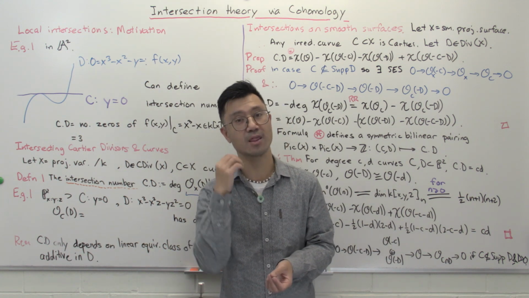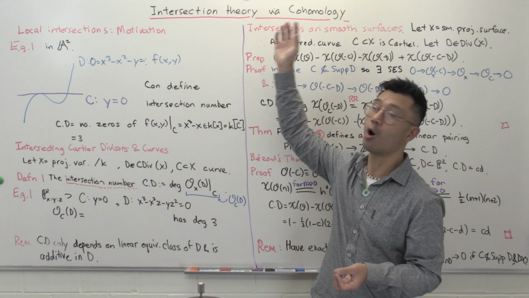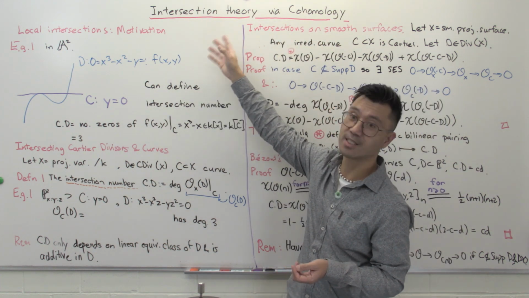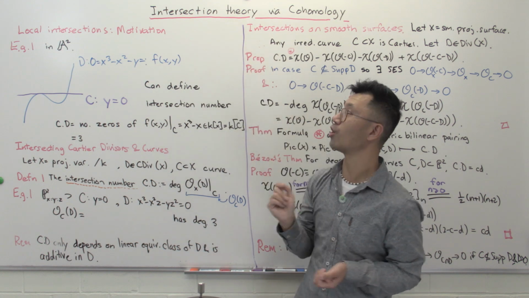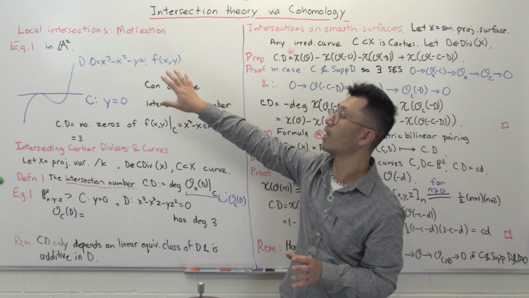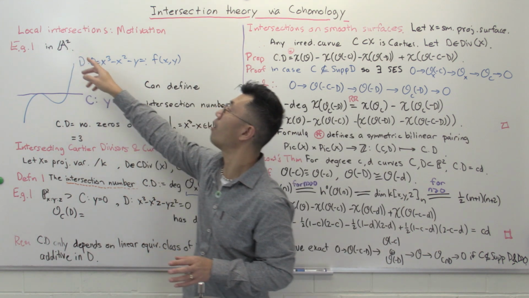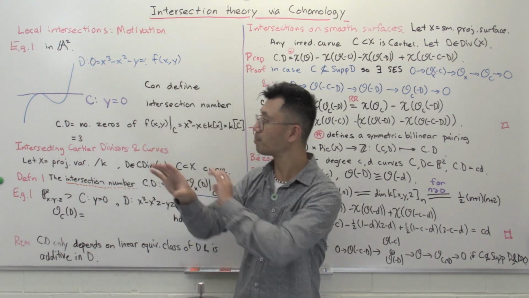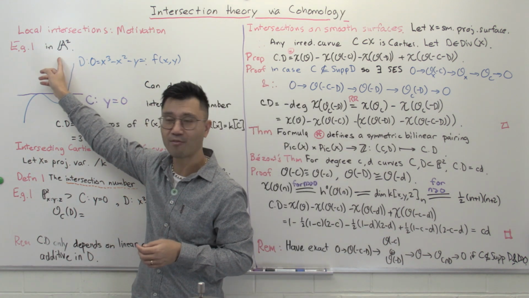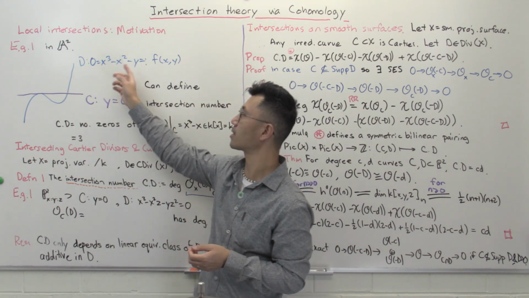And what I want to do in this video is to show you how cohomology theory can be used to understand the numerical theory of intersections of curves on surfaces. So to motivate what's going on, I want to have a look at just the local theory first of intersections. And I just want to choose a little simple example. It's going to be inside the affine plane A2 with coordinates x and y.